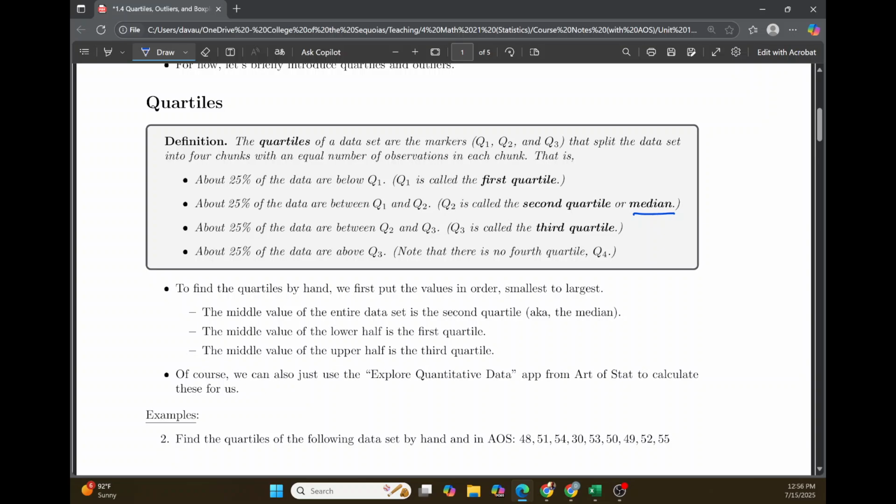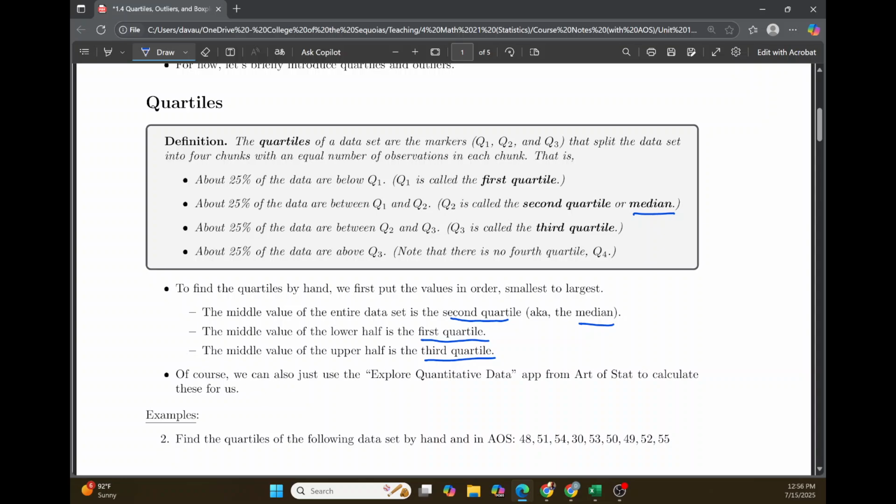To find the quartiles by hand, we'll do exactly what I just said. First of all, we'll put the values in order from smallest to largest. And then we'll find the middle value. The middle value of the entire data set is the second quartile, or in other words, the median. Then we'll look at the lower half of the data and find the middle value in the lower half, and that's the first quartile. And then we'll look at the upper half of the data set, and the middle value of the upper half is the third quartile.